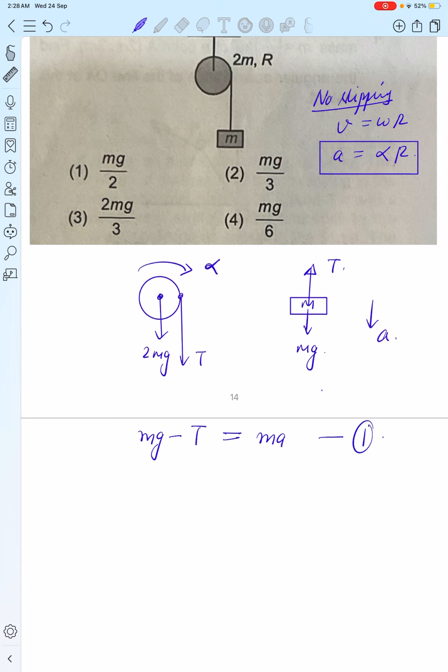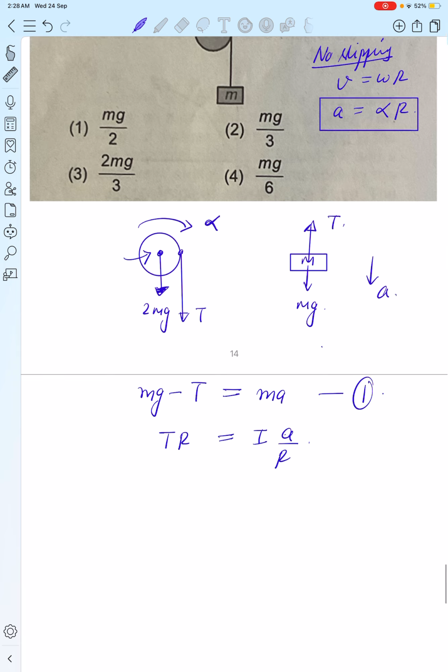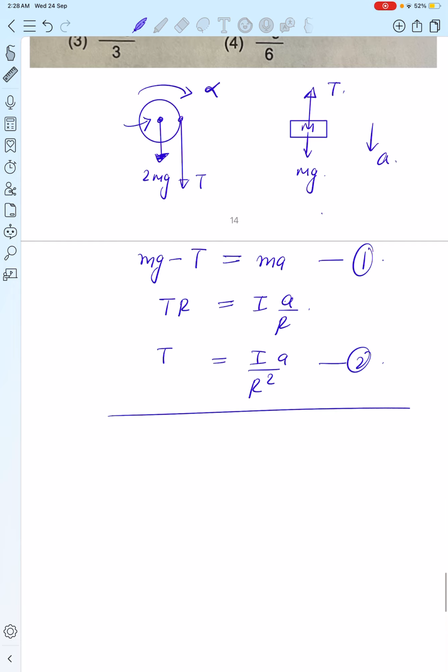For this cylinder, what we will do? Torque. So net torque about the center. 2mg is passing through the center, so its torque would be 0. So torque would be tension into r. So tension into r is inertia into alpha, and alpha would be a by r. So tension would become how much? Inertia a by r square. Equation number 2.